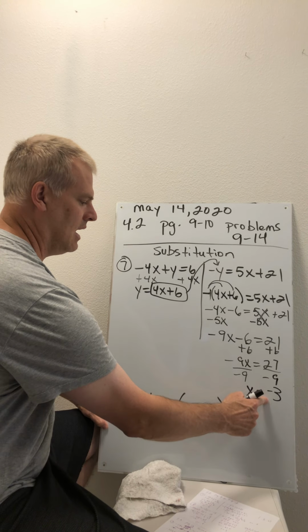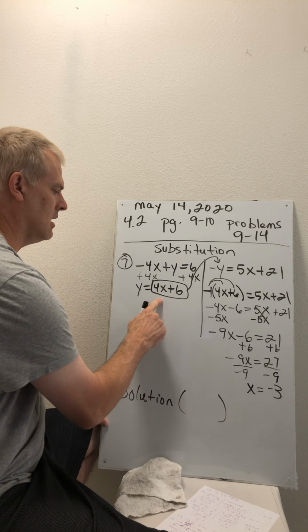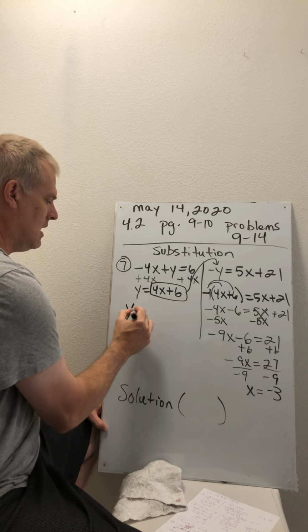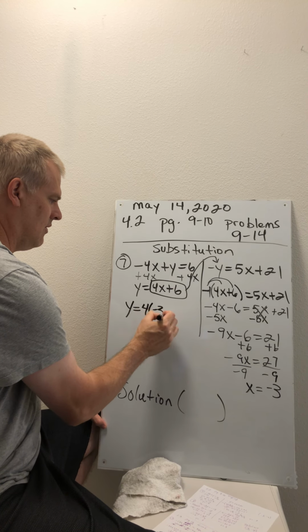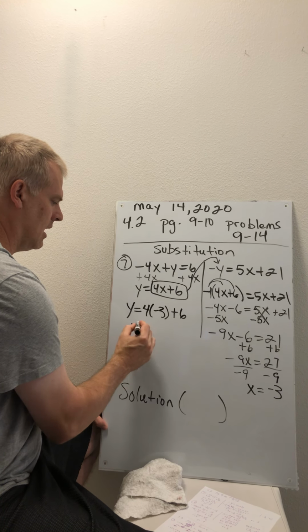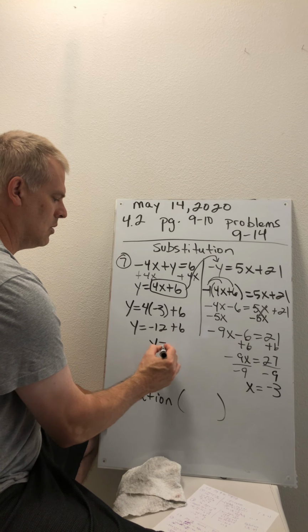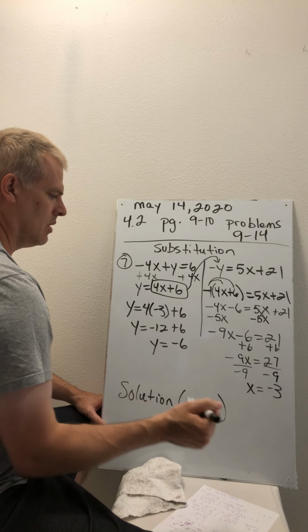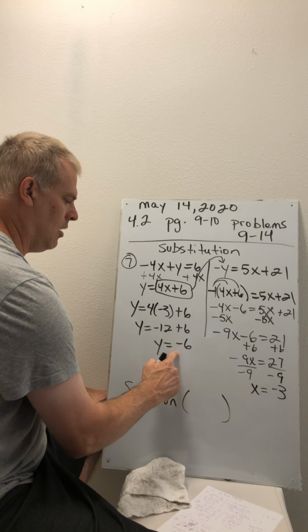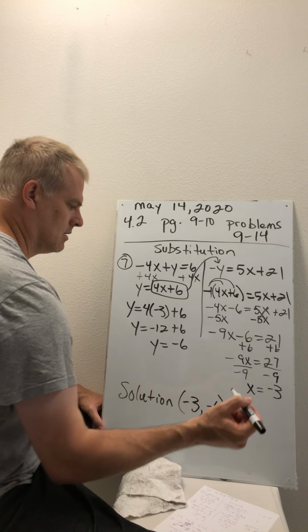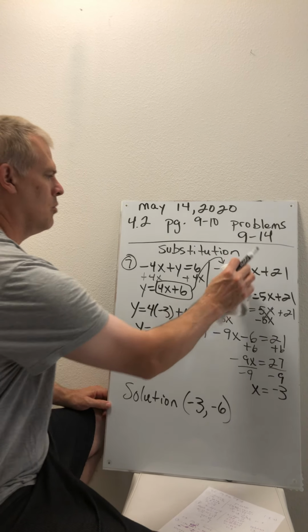I'm going to take that negative 3 and plug it back into the other side to find my other variable, which is y. So y equals 4 times negative 3 plus 6. So I get y equals negative 12 plus 6. Y equals negative 6. So again, now I found the x and the y. So down here I put negative 3 comma negative 6. Okay? So let's do one more problem.